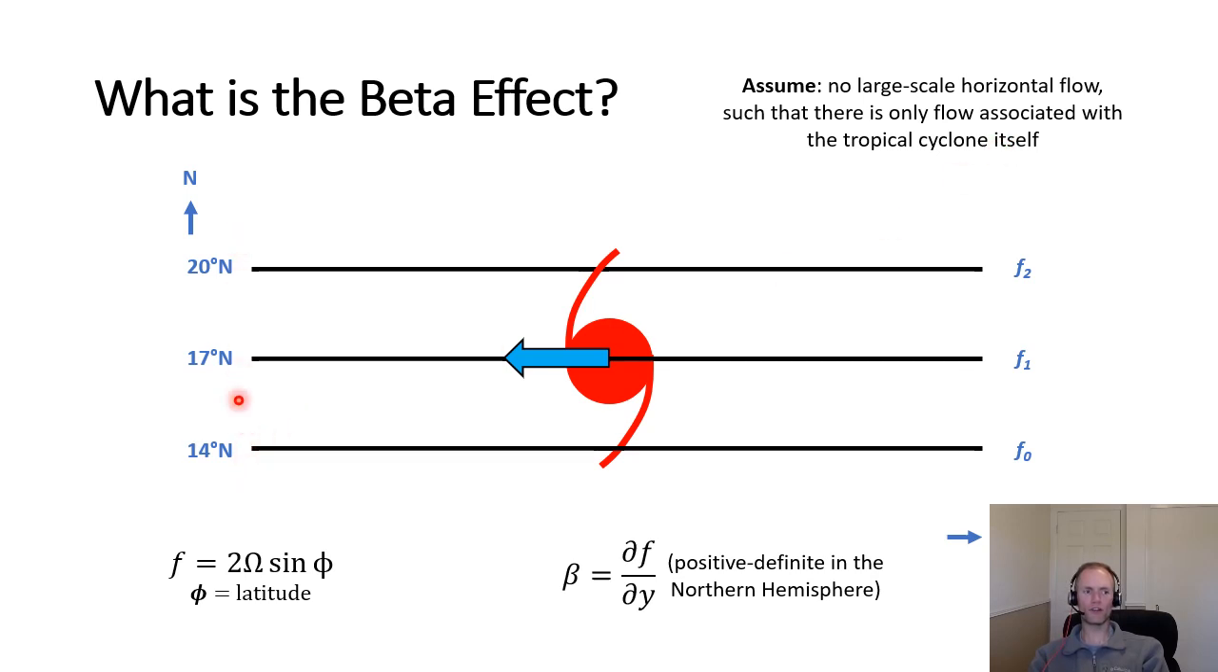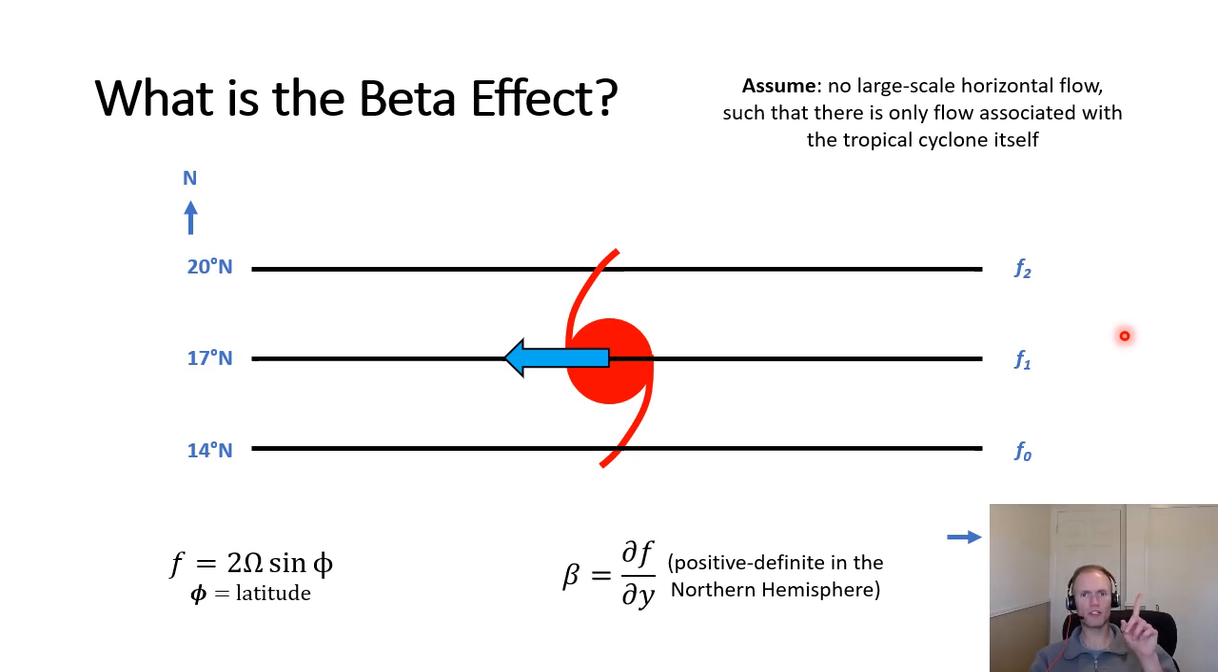We have our 3 different lines of latitude with 3 different values of the Coriolis parameter corresponding to each one of those latitudes here. And we have a blue arrow depicting here, which will indicate the direction in which we're going to show that the tropical cyclone is going to move due to this first component of the beta effect. So we're going to break this beta effect into 2 components.